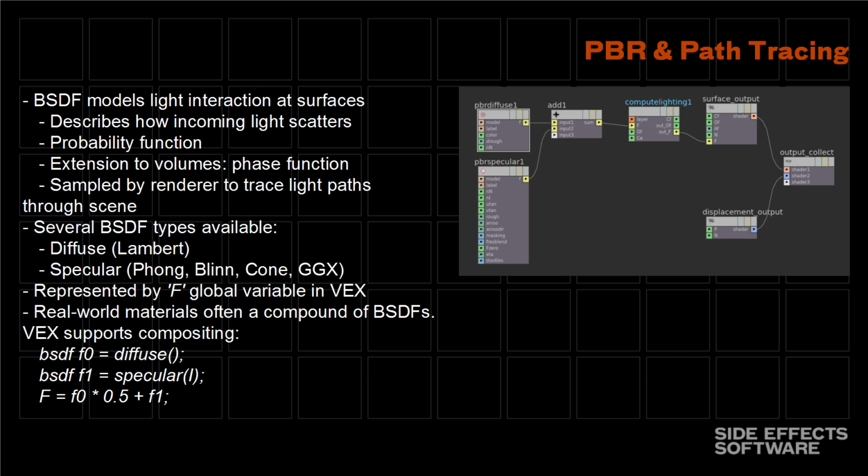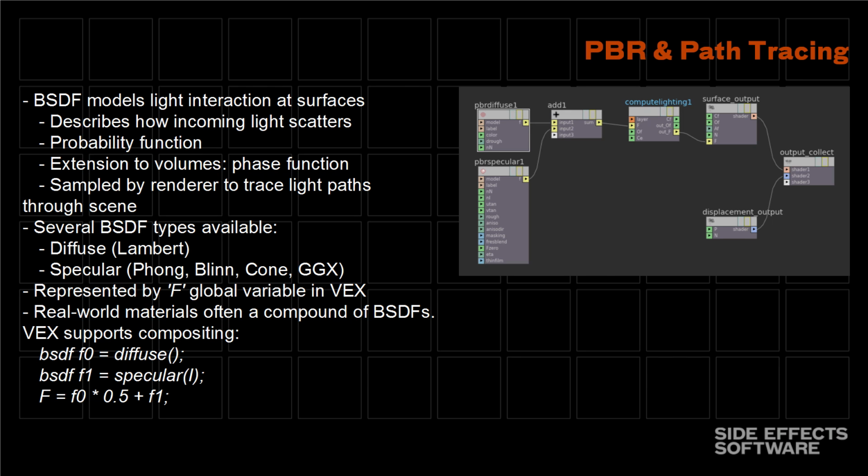There's a quick little code example there. If you look at the bottom of the slide, BSDF F0 equals diffuse. We saw that through the shader example previously, where diffuse returns a Lambertian BSDF. We have a second BSDF being created, F1 equals specular, with the incident I ray for the impulse. We take those two BSDFs and mix and match them. So F is the output. F equals F0 times 0.5 plus F1. The diffuse BSDF is being weighted by 0.5, then being added to the specular BSDF.